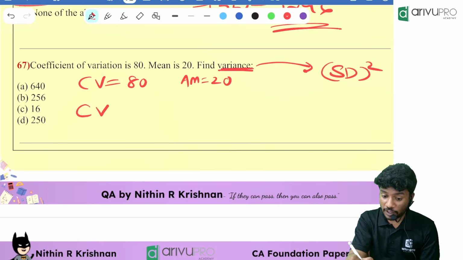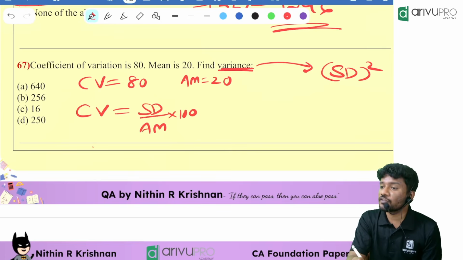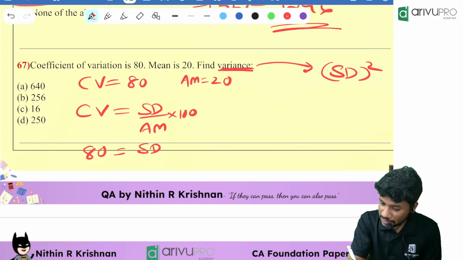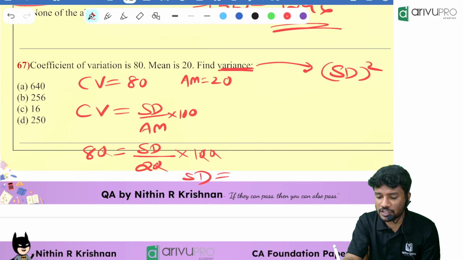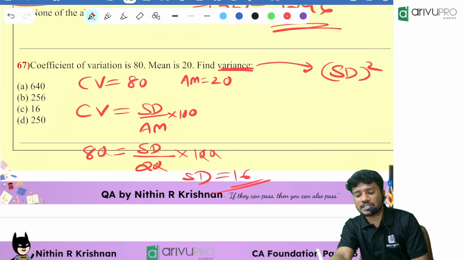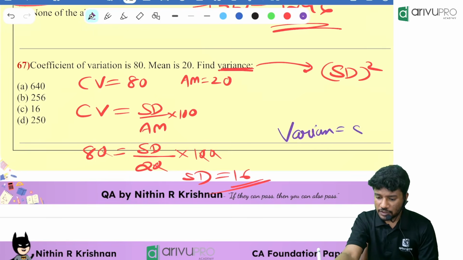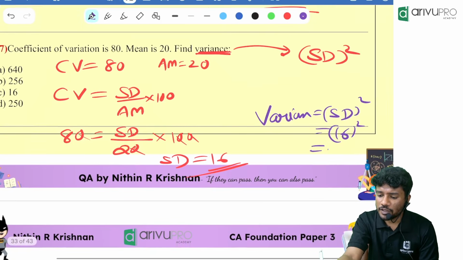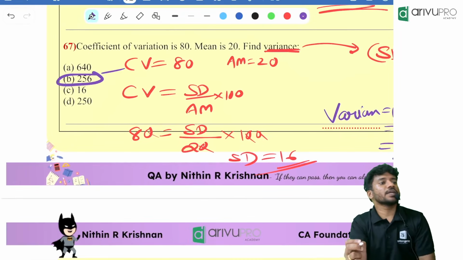How? Coefficient of variation is nothing but standard deviation divided by arithmetic mean into 100. Coefficient of variation is 80. Standard deviation we need to find. AM is 20. Then the 100s cancel. What is remaining? Standard deviation is equal to 16. Standard deviation is 16 means variance is standard deviation square, which is 16 square. The answer is 256. Option B is the answer.